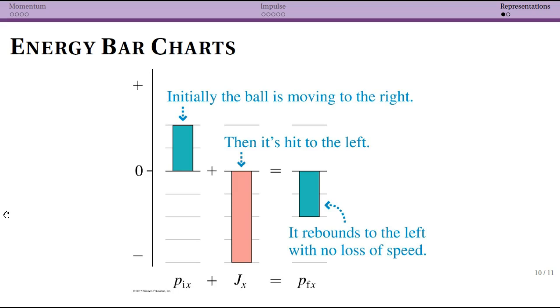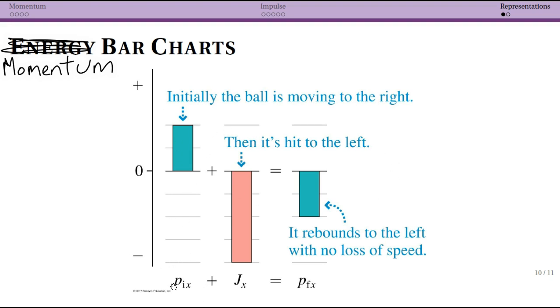With momentum and impulse, we have some new representations. First, whoops, I called this an energy bar chart, and that's definitely not what it is. This is a momentum bar chart. So we had the energy bar charts before, and they had lots of different energies and your before and after. We similarly now have a before and after. Before is on the left, after is on the right.